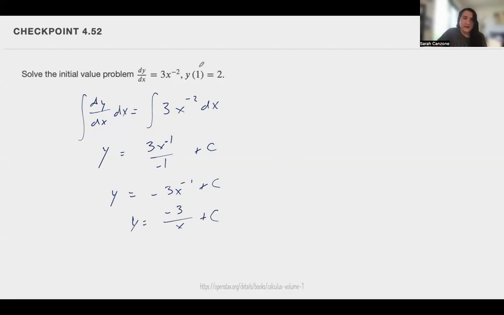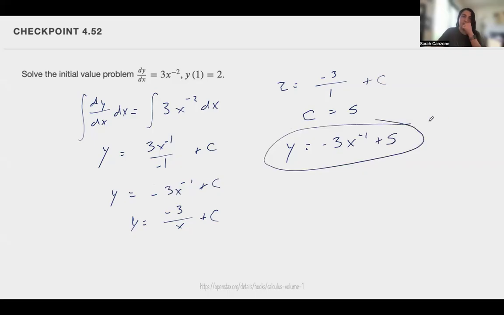So what we're told is that x is 1, y is 2. And so what we get is 2 equals -3 over x, which is 1, plus c. Well, -3 over 1, that's just -3. So we can add the 3 to the other side, and we get that c is equal to 5. Therefore, y equals, and you can choose which equation out of these two you want to plug this c back into. Both are valid. I'll do this one. Doesn't matter though. -3x to the -1 plus 5. And that's your final answer.